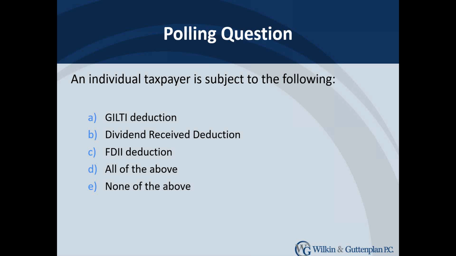Okay. So I believe we've closed the poll, and 55% of you have been diligently paying attention with this complicated tax law and these new terms. But the answer is none of the above, because individuals do not get any of those three deductions. They're only available to C corporations.